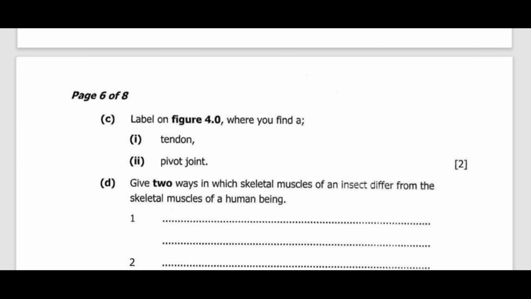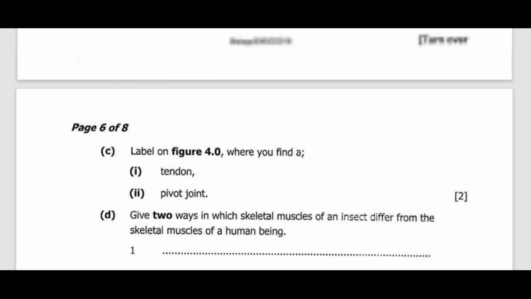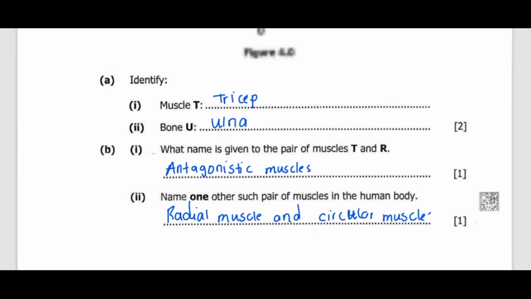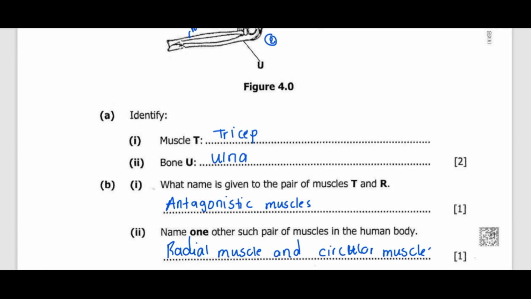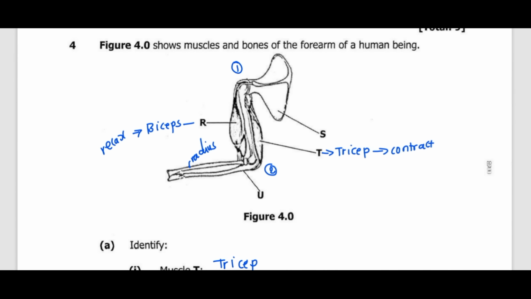Label on figure 4.1 where you find a tendon. So what is a tendon? A tendon is just the structure or a part of a muscle where it touches the bone. So from this structure, we want to look at which part we think is our tendon. So the tendon is always smaller in size. So it can be any here. So this is our tendon.